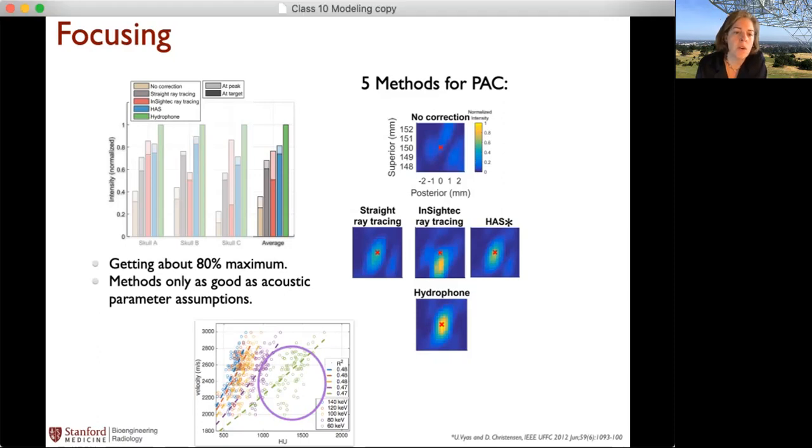Yeah, so one of the problems is the variation in the acoustic velocity as a function of Hounsfield units that I mentioned before. And it's this variation that's causing all of these methods to be lower than the hydrophone method. So that's just something still to be worked on.